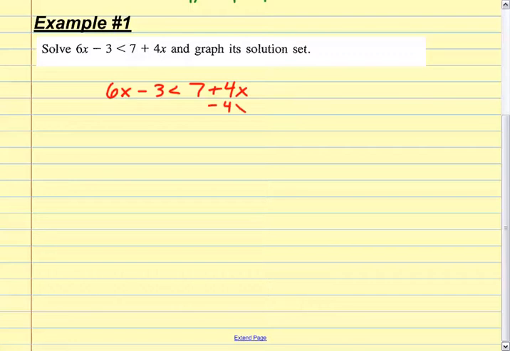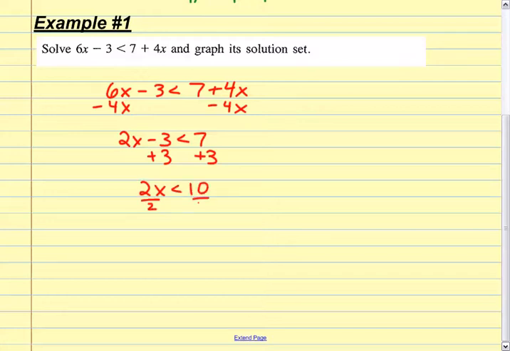So I'm going to subtract 4x from both sides, and I'm going to get 2x minus 3 has to be less than 7, okay? Then I'm going to add 3 to both sides. Then that's going to leave me with 2x is less than 10. And I'm going to divide by 2, and that means that x has to be less than 5 to make this a true statement, okay? Great.